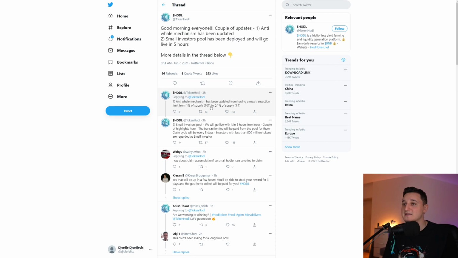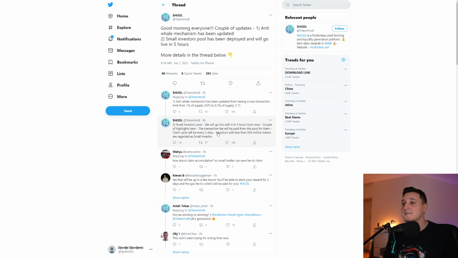So the anti-whale mechanism has been updated from a max transaction limit of 1% of supply to 0.1% of the supply. So from 10 trillion tokens to 1 trillion. And the small investor pool, we will go live within 5 hours from now.